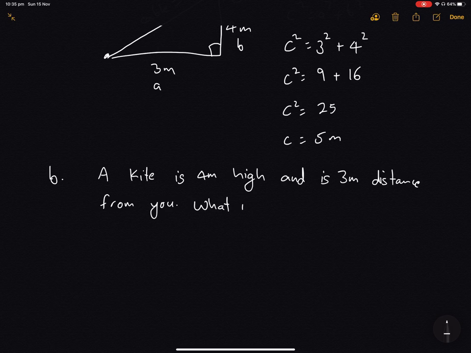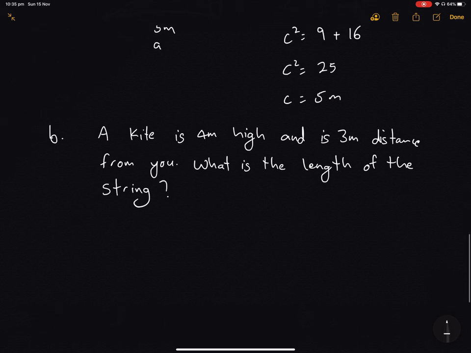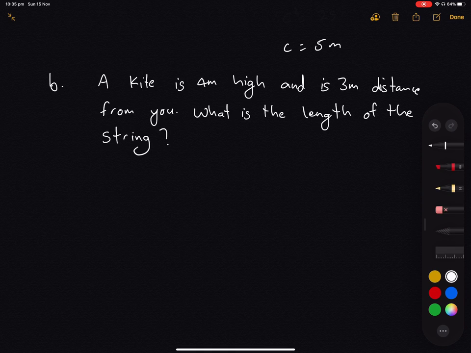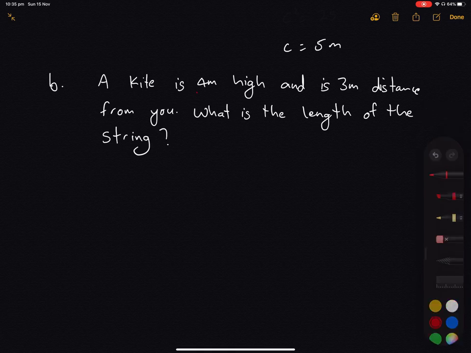What is the length of the string? Okay, so if you look at this, the things to pick up on is, let's say the kite is 4 meters high and 3 meters distance from you. What is the length of the string?